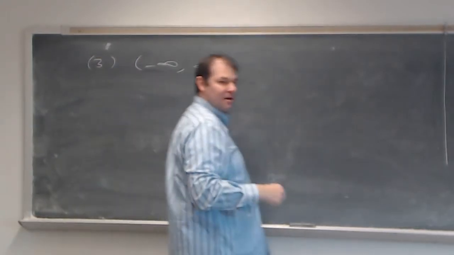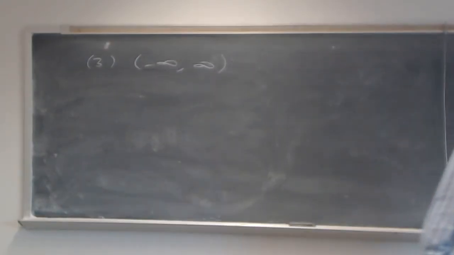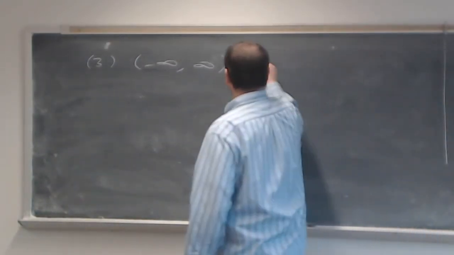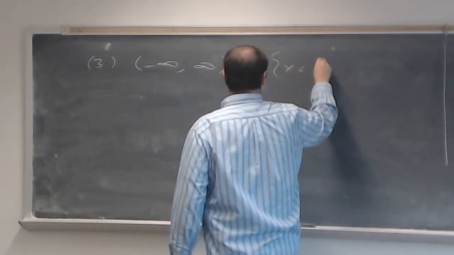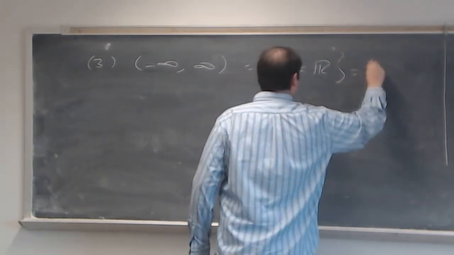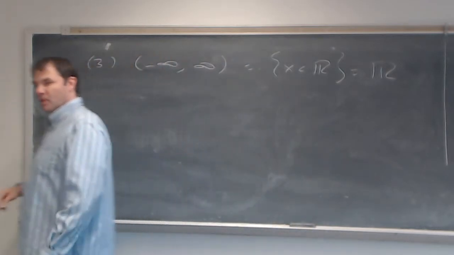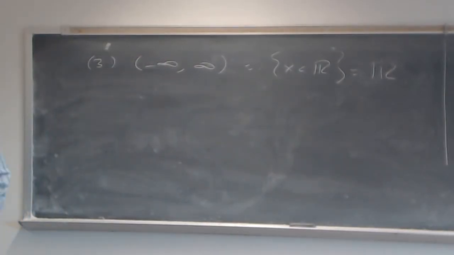Okay, so we can't include forms of infinity, so we'll put this down. What is this equal to? This equals the set of all x's in R. That's it. It's equal to R. That's not the complicated part. The question is whether it's an open set or a closed set.